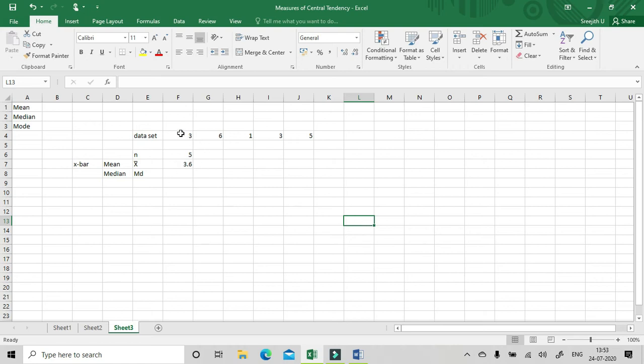Not the third observation as it appears here, but the third observation when you arrange it in ascending order, right? So first you have to arrange this data set in ascending or increasing order. Let's do that here. Which is the smallest number? 1. The next smallest number is 3. Okay, we find the second 3. Then you have a 5, and then there is a 6. Okay, 5 numbers, 1, 2, 3, 4, and 5. 5 numbers, and this is the data set.